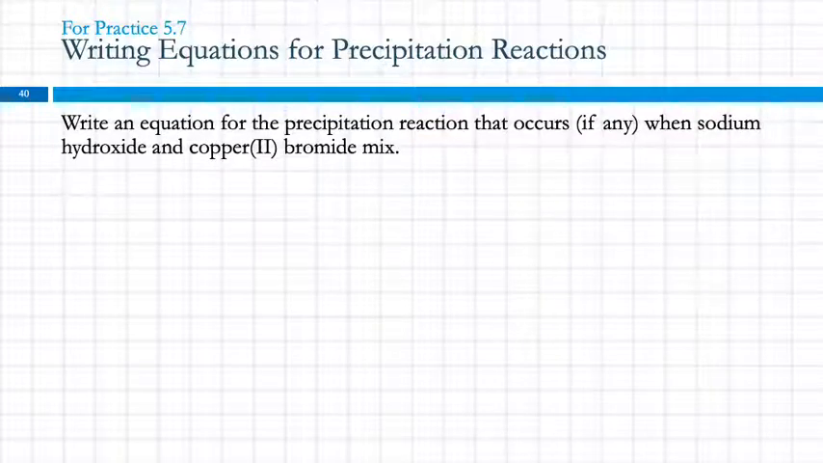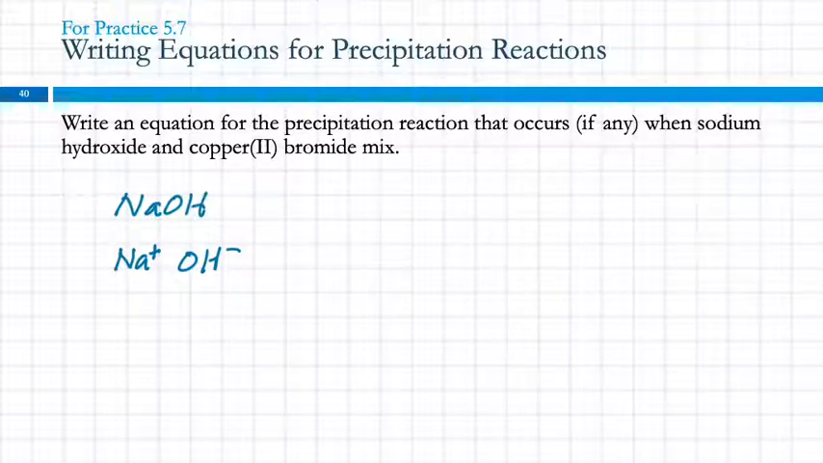Write an equation for the precipitation reaction that occurs, if any, when sodium hydroxide and copper 2 bromide mix. So again, I'm going to write the ion formulas to help me write the compound formulas. So sodium is Na+, hydroxide is OH-. And I put those together, I get NaOH, and that is soluble, aqueous.